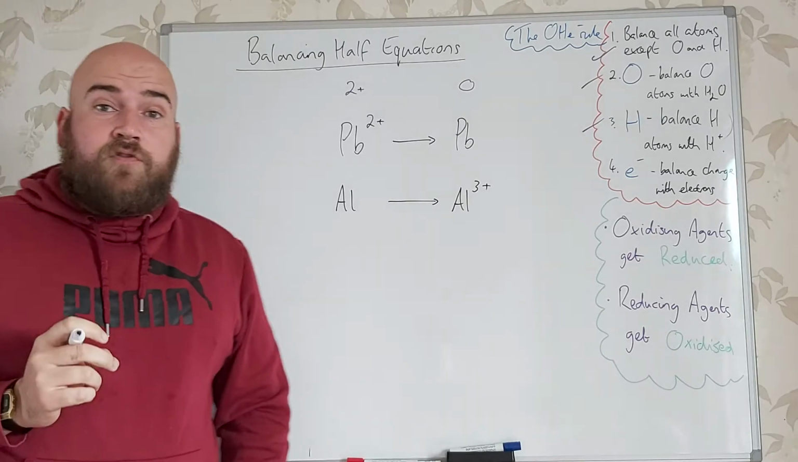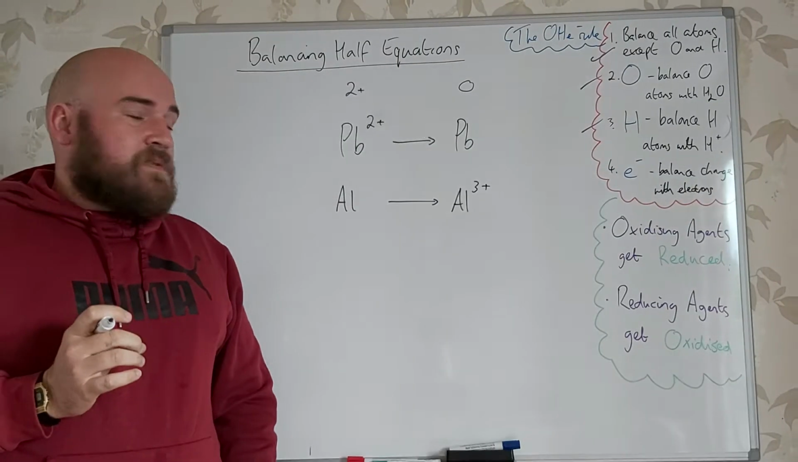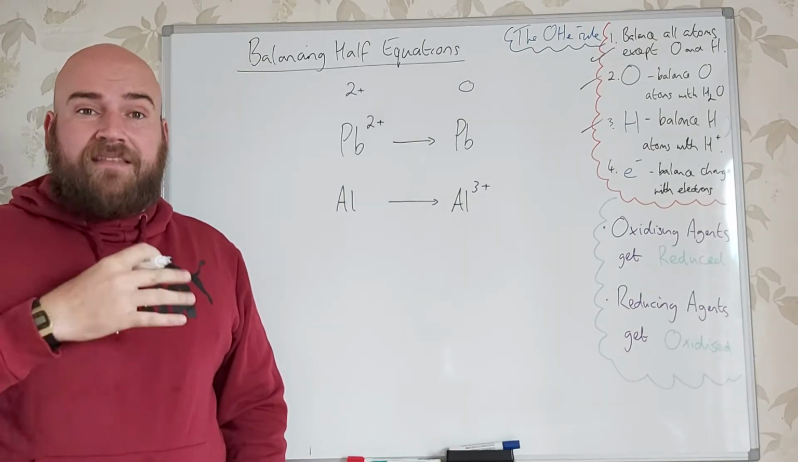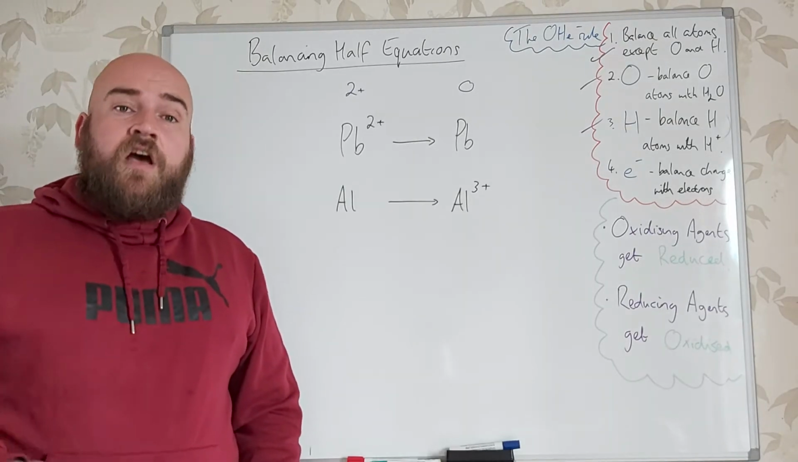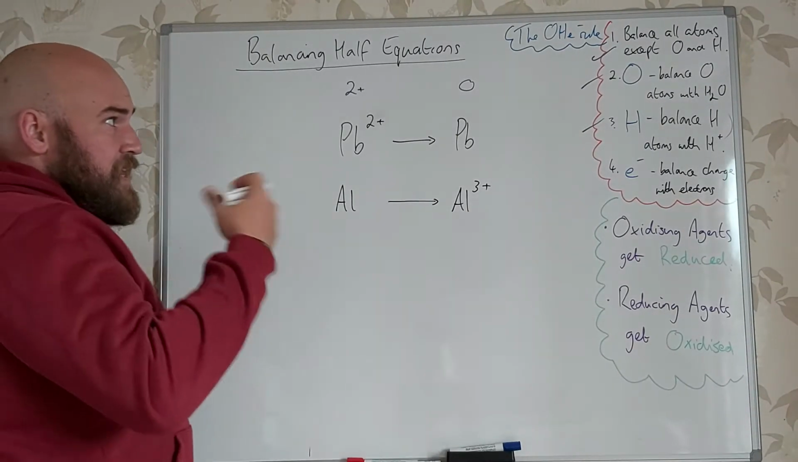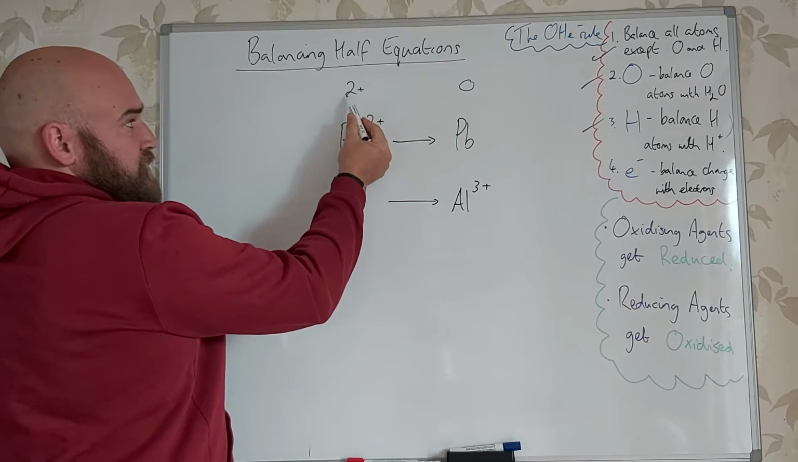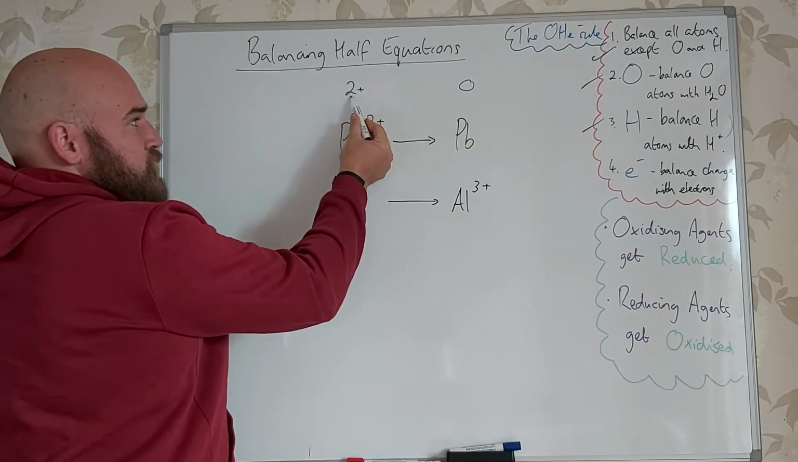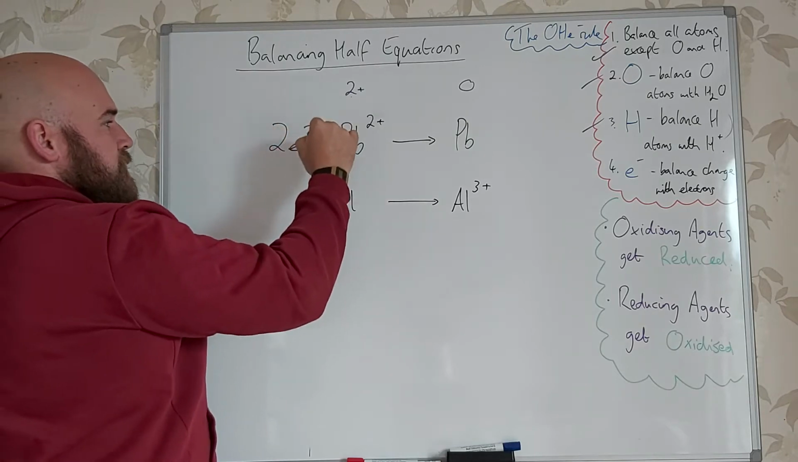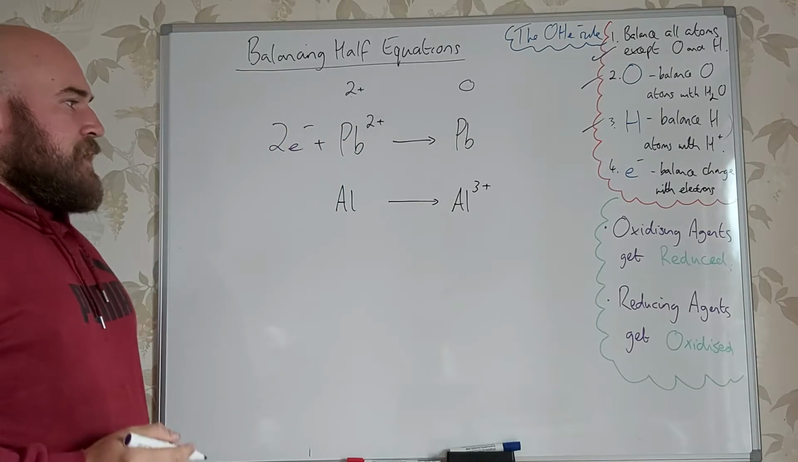And here's the rule with electrons, and here's where students do make mistakes with this. Add electrons to the most positive side to make them balance. Electrons are negatively charged, so you have to add them to the most positive side. You can see here, this is the most positive side because it's 2 plus. So how am I going to get from 2 plus down to 0? I need 2 electrons. So that's now balanced.